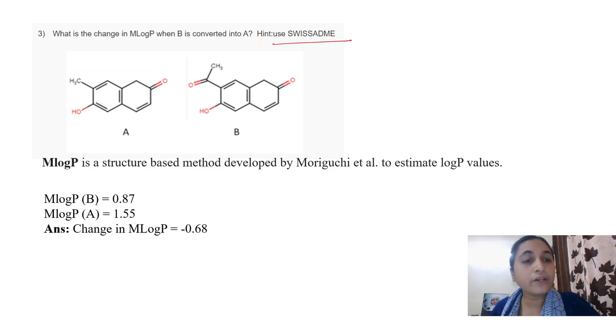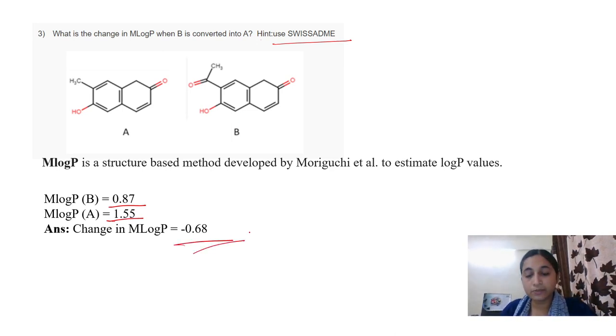So the M log B value is 0.87 and the A value is 1.55. So when we subtract, it will come minus 0.68. So this will be the answer. This you can do in Swiss ADME, like you can draw structures and from there you can get this value and do it.